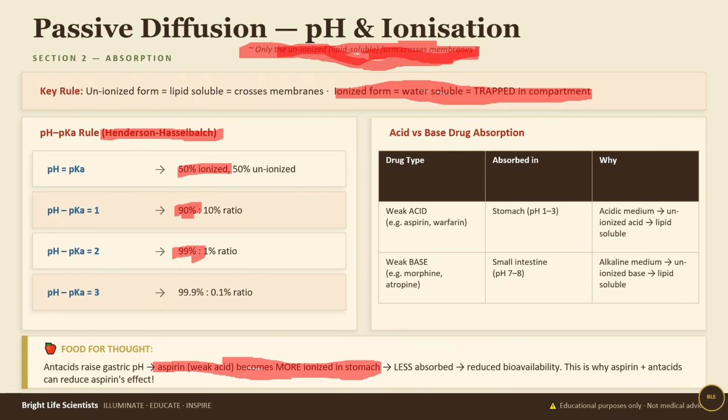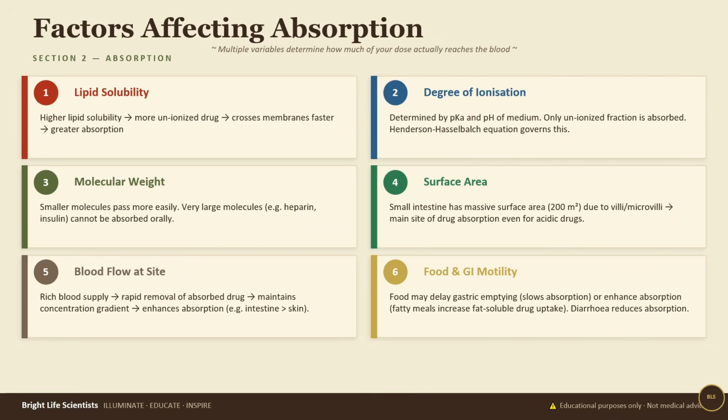Beyond pH and ionization, several other factors determine how well a drug is absorbed. Let me walk you through the 6 important ones. 1. Lipid solubility. Higher lipid solubility means the drug crosses membranes faster and achieves greater absorption. Fat-soluble drugs like diazepam absorb extremely well orally.